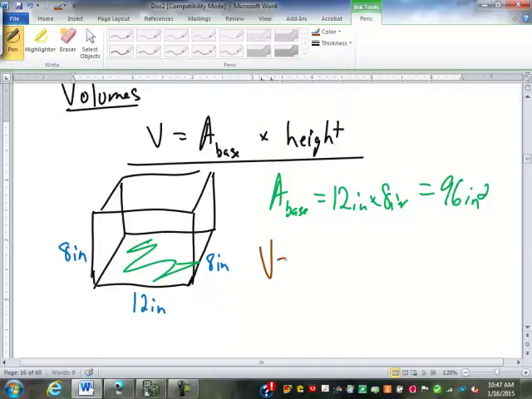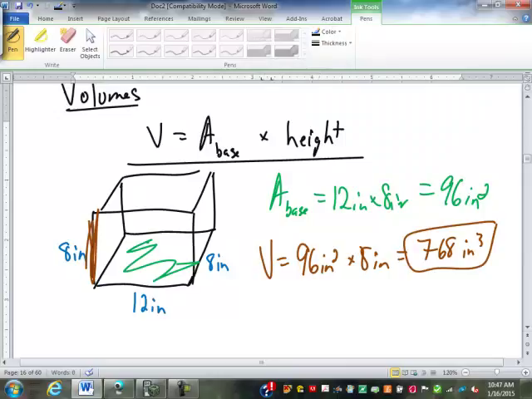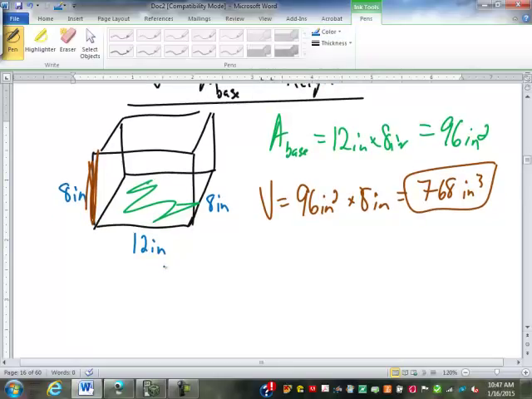So then the volume will be that area of the base, the 96 square inches, times the height, here's the height, of 8 inches, or 768 inches cubed, or cubic inches. Well, once we've calculated volume, and once we've practiced volume, the next step is to talk about something called surface area.